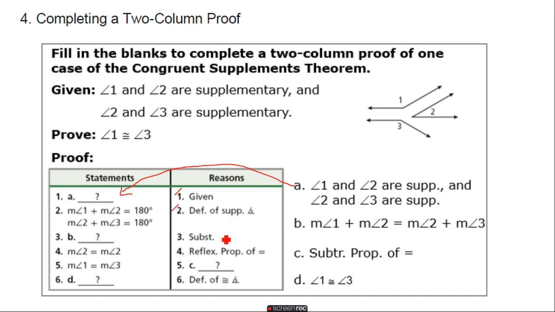Next, for letter B, substitution property. We are just going to write it here. Measure of angle 1 plus measure of angle 2 is equal to measure of angle 2 plus measure of angle 3. Substitution. And then, measure of angle 2 is equal to measure of angle 2, reflexive property of equality. And then, measure of angle 1 is equal to measure of angle 3. That is the subtraction property of equality. And then lastly, we have letter D. Here's the statement: angle 1 is congruent to angle 3. Definition of congruent angles. All right? So that is all about the different proofs.